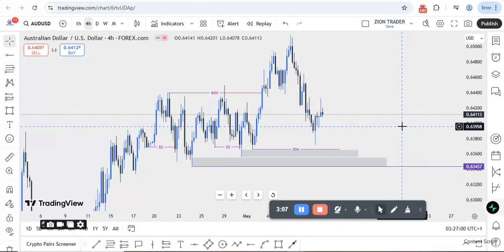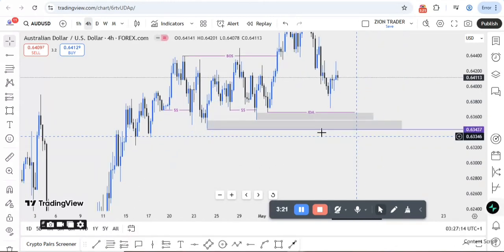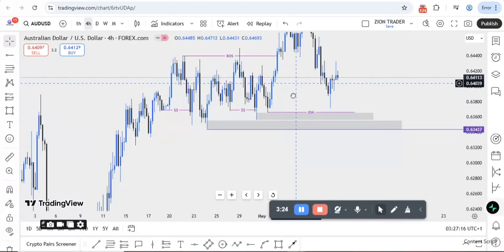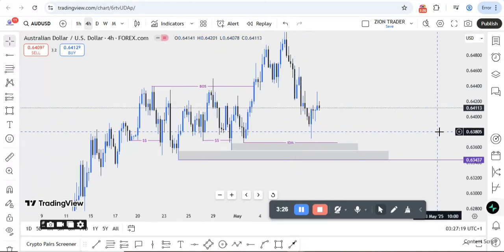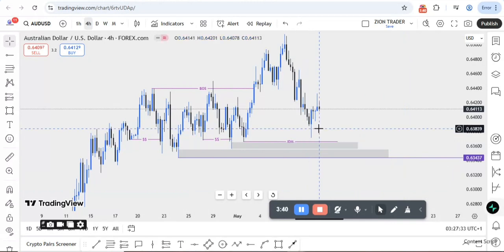Since DXY is about to start heading higher to the upside, this trade could fail, because if USD is stronger than AUD, the AUD USD pair is going to sell, right? So this zone could fail. However, as at right now, we are just going to base our bias on the technical perspective and also on supporting the inflation expectation in Australia, right? So inflation expectation, we are expecting that. So we are just going to base our analysis on that, right?